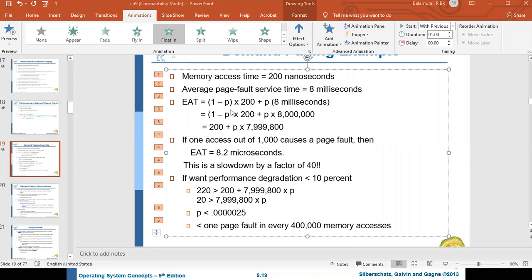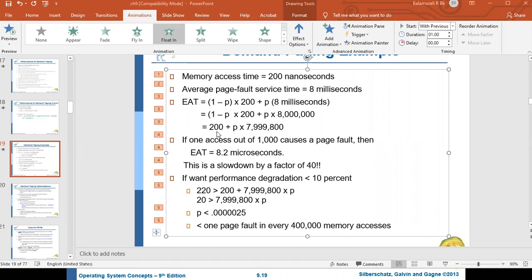So you may get problems from this particular lecture, like you may be asked to calculate the effective access time, given the memory access time, average page fault service time, and the page faults per 1,000 instructions or 2,000 instructions, whatever it may be. Or you may be asked to find the slowdown factor. Slowdown factor is: if there is zero page fault, what is the effective access time? You divide the value you get when there is a page fault by the value you get when there is no page fault.